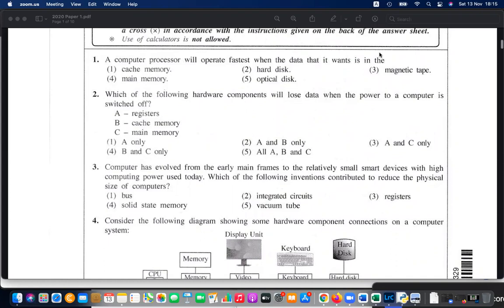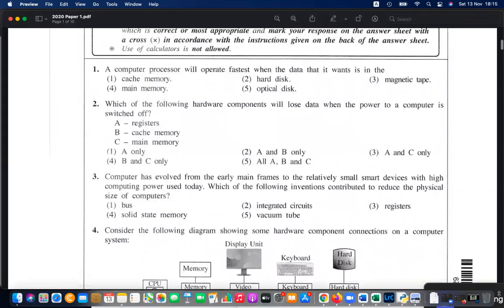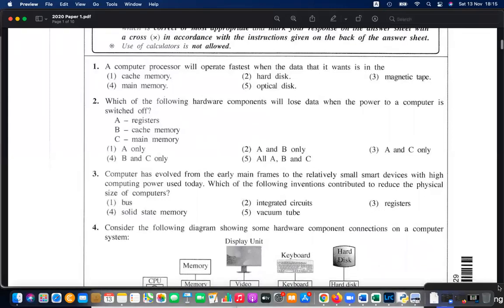Actually, we have discussed this question more than three times. So they're asking, a computer processor will be faster when the data that it wants is in which memory? Okay, so it's like this: the computer processor needs data, right? Data to process. So when the data is in this memory, it will be processed faster.